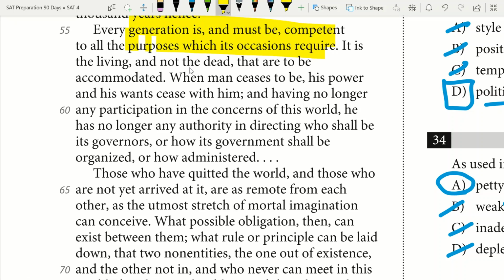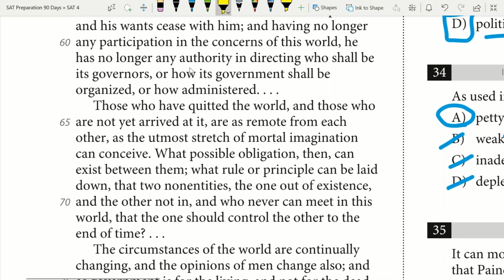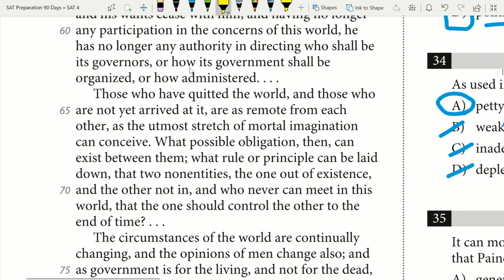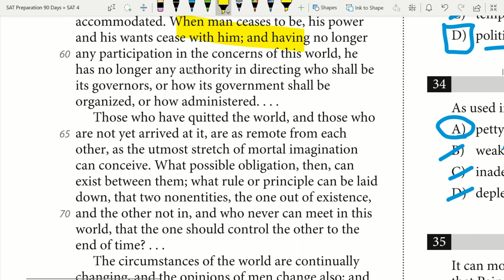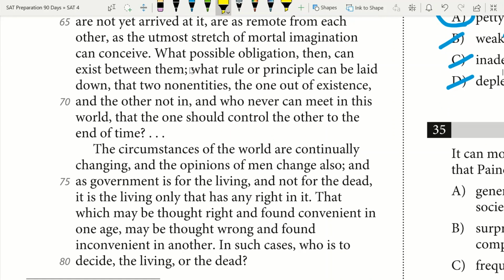It is to the living and not to the dead that government is to be accommodated. When man ceases to be, his power and his wants cease with him, and having no longer any participation in the concerns of the world, he has no longer any authority in directing who shall be its governors, or how its government shall be organized, or how administered. Those who have quitted the world and those who are not yet arrived in it are as remote from each other as the utmost stretch of mortal imagination can conceive.